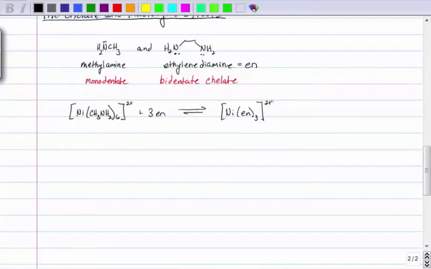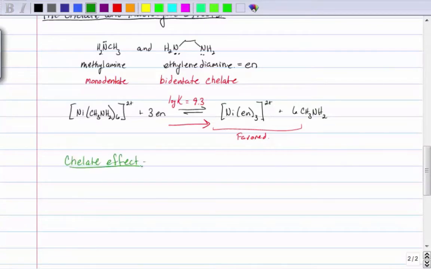It turns out that this, plus 6 methylamines. The log K here is large. It's 9.3. So that means that the K is 10 to the 9.3. So this reaction is very much favored on this side. And the reason is because of something we call the chelate effect. It's because the thermodynamic stability of a chelate complex is greater than the stability of the comparable monodentate ligands. That's what the chelate effect says.